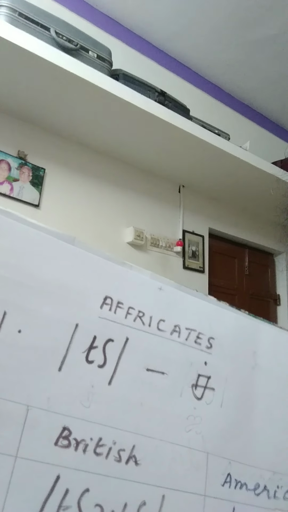I think you are having an idea of that symbol ch. In Tamil also I have written it as ich. So the first symbol is ich, the next symbol is ij. They are known as affricates because while we are pronouncing ch, our tongue and teeth touch. There is a sort of friction, that's why they are known as affricates. First I am going to deal with this ich sound.